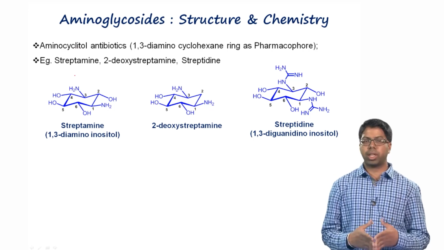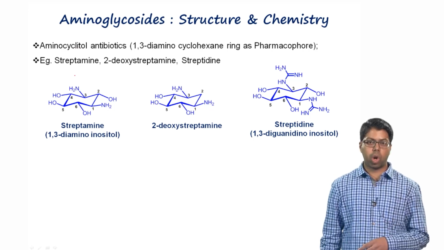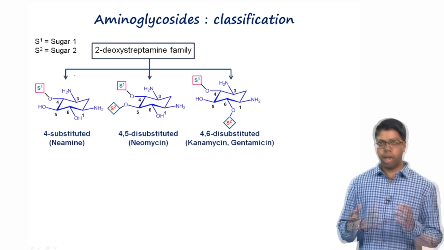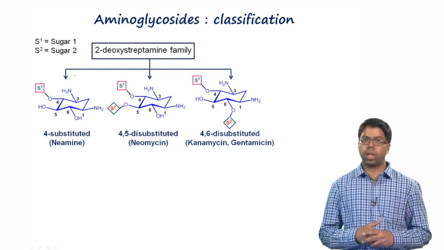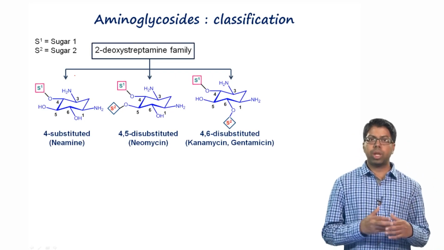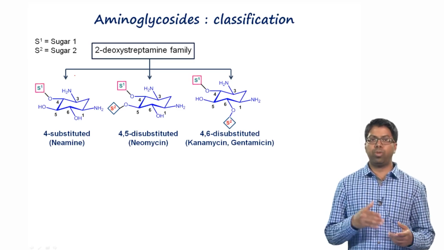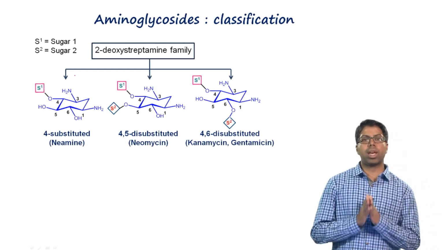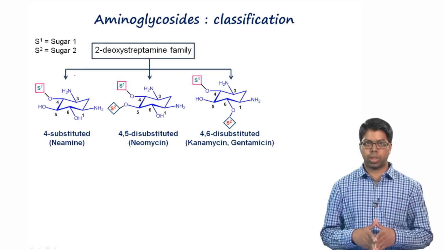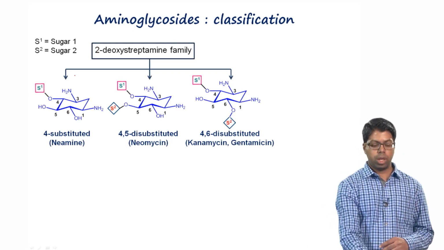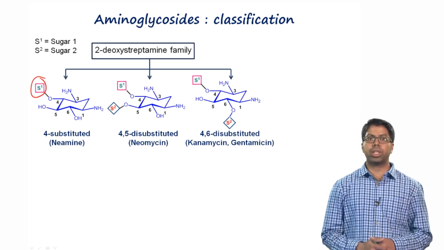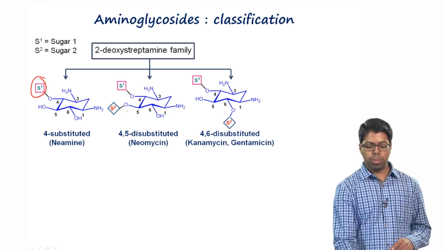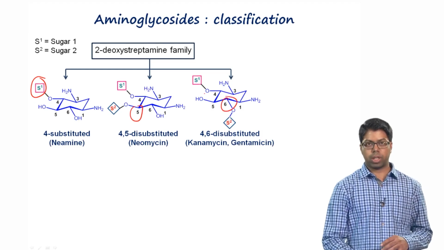These aminoglycosides can be classified based on the identity of the aminocyclitol ring. The majority of aminoglycosides contain 2-deoxystreptamine as a central pharmacophoric ring. Based on the substitution pattern in the ring, they can be further classified into 4 monosubstituted aminoglycosides, 4,5 disubstituted aminoglycosides and 4,6 disubstituted aminoglycosides. Here the S1 corresponds to the amino sugar that is linked at position number 4, whereas S2 corresponds to the sugar that is present at the 5th position or 6th position respectively.